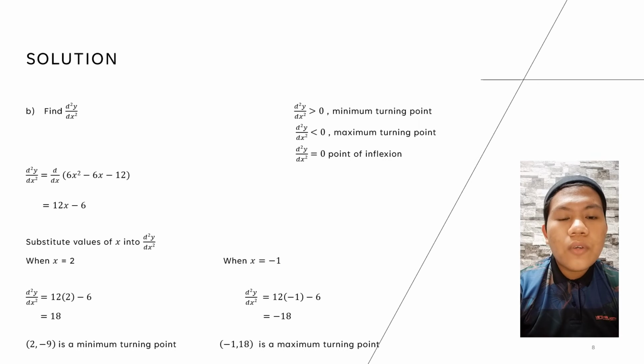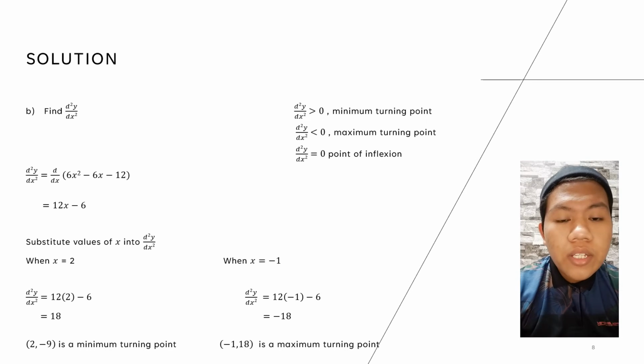So from our question, our dy over dx is 6x squared minus 6x minus 12, and after we differentiate it again, we got 12x minus 6. Then we have to substitute the values of x from question A into our d squared y over dx squared equation. So our first x is 2. After we substitute it into our d squared y over dx squared equation, we got 18.